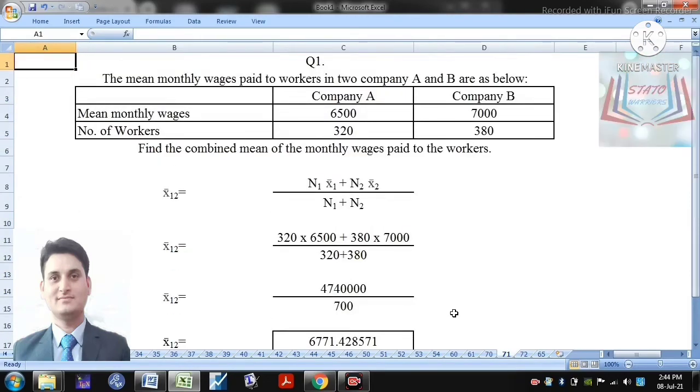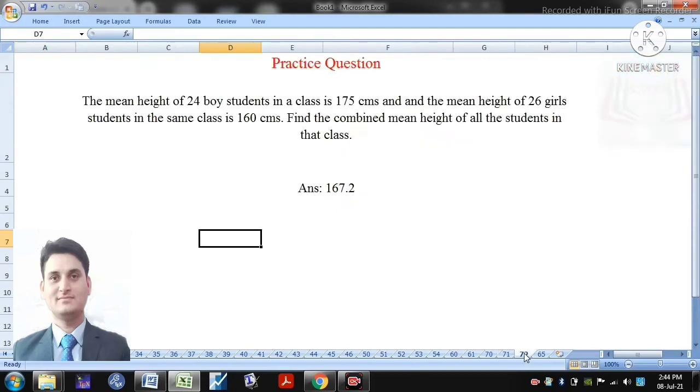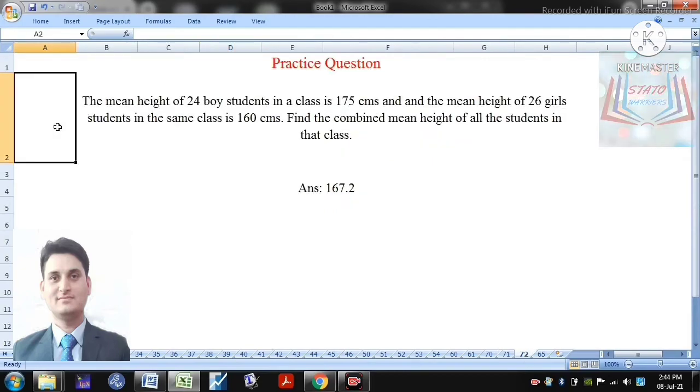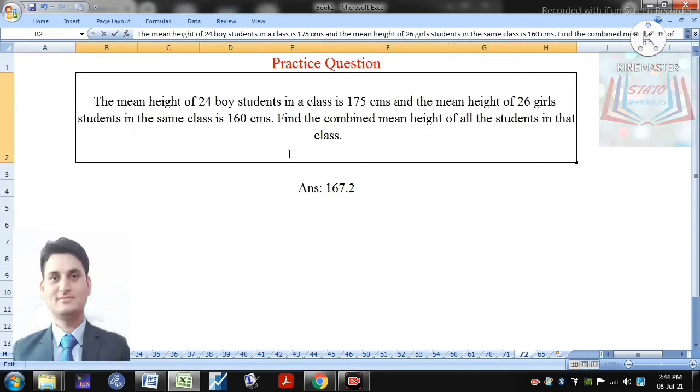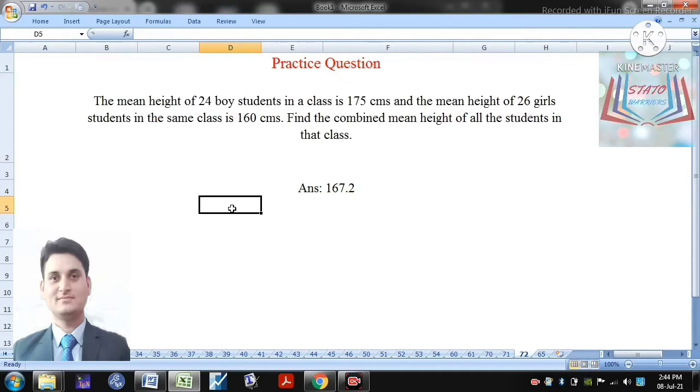So we have another question here. The mean height of 24 boy students in a class is 175 centimeters, and the mean height of 26 girl students in the same class is 160 centimeters. Find the combined mean height of all the students in that class. This is a practice question for you. You need to solve it, and the answer must be 167.2.